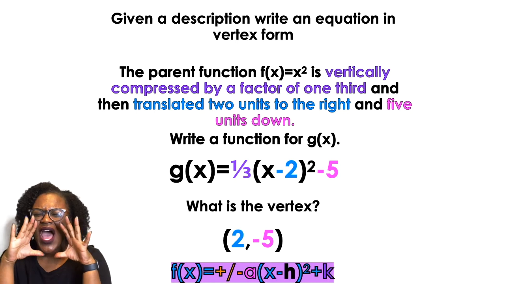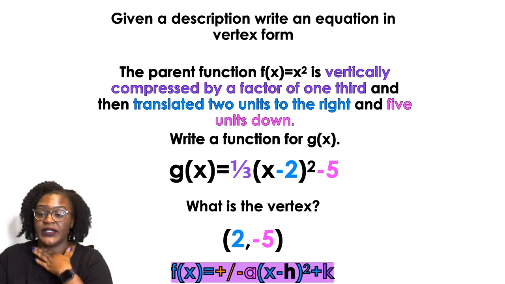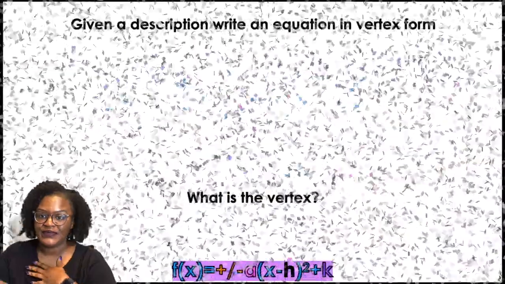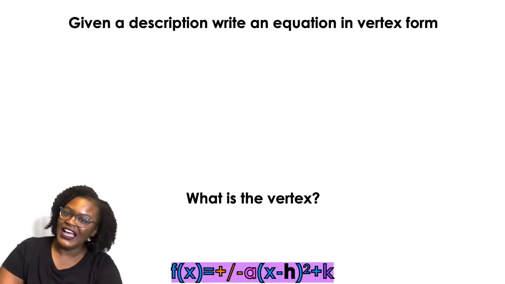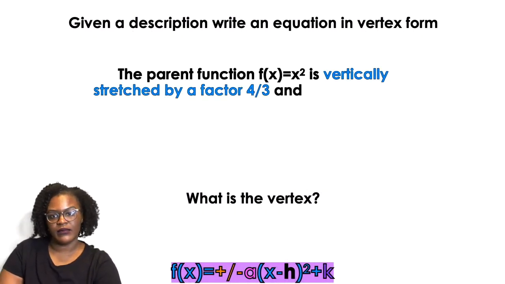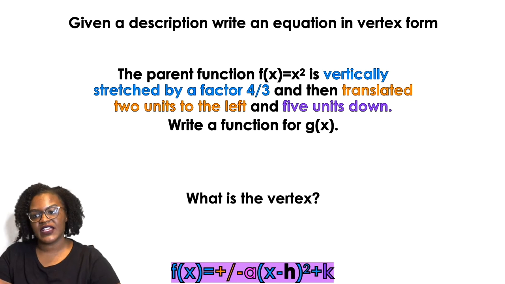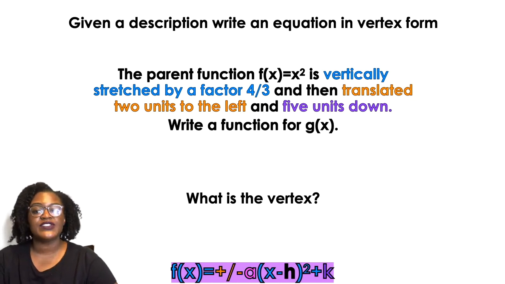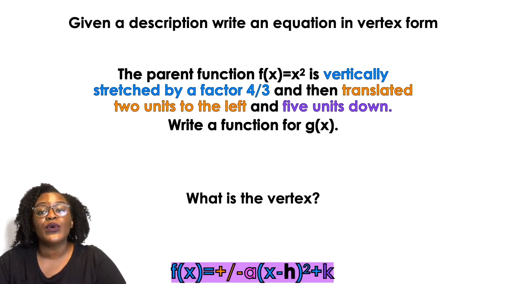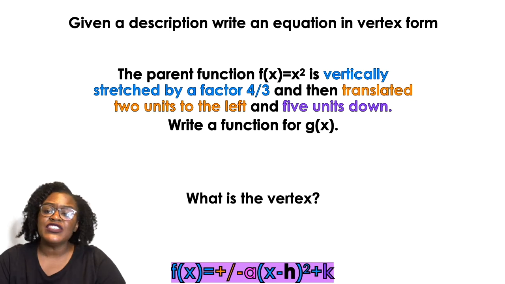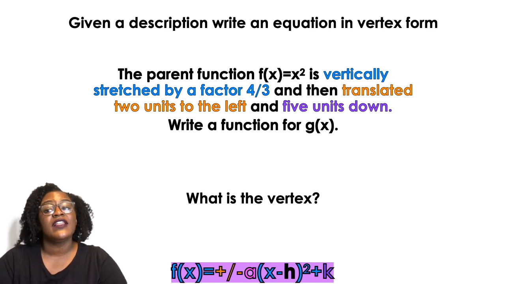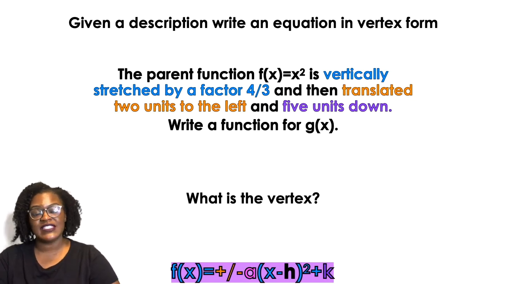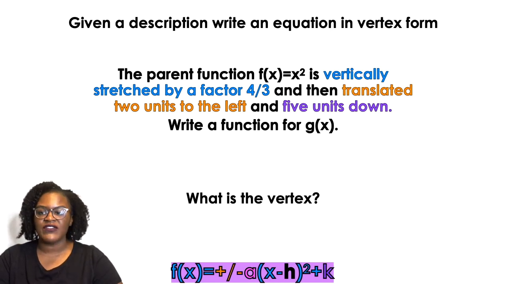Last one. The parent function f of x equals x squared is vertically stretched by a factor of 4/3. And then it is translated 2 units to the left and 5 units down. Write a function.